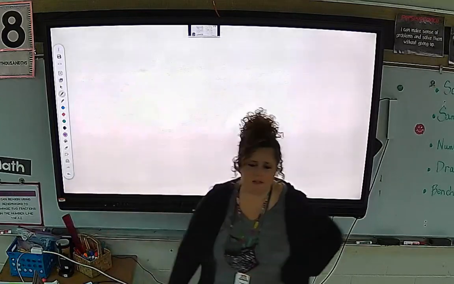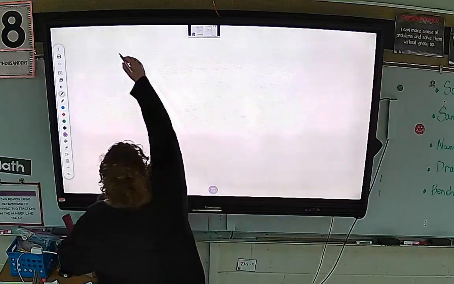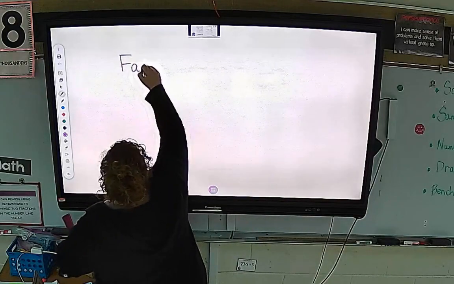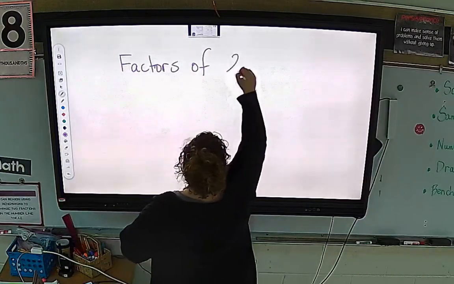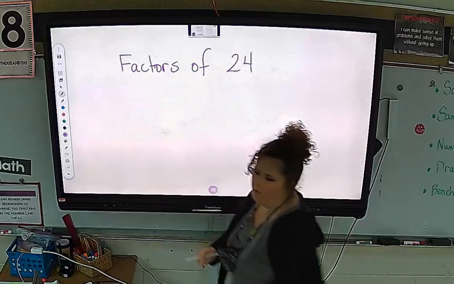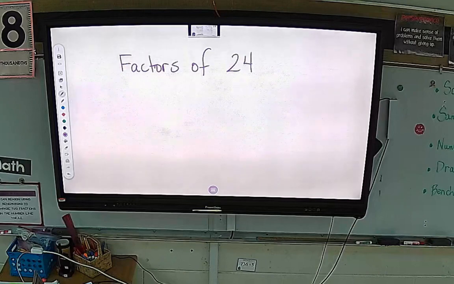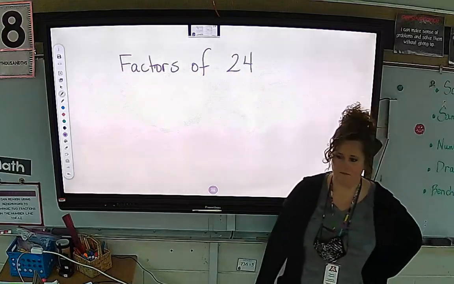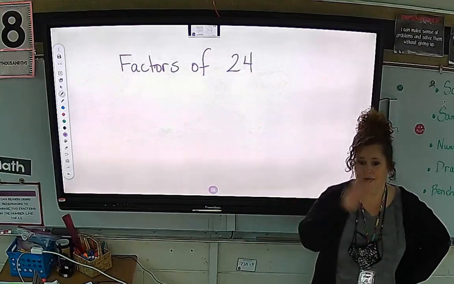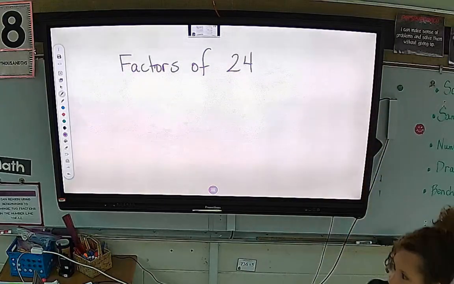All right. Here's a little bit different problem. You can go ahead and clear that off. On your board, I want you to write the factors of 24. If you want to use the little arcs to match them up, you can do that. That was a huge hint I just gave you.